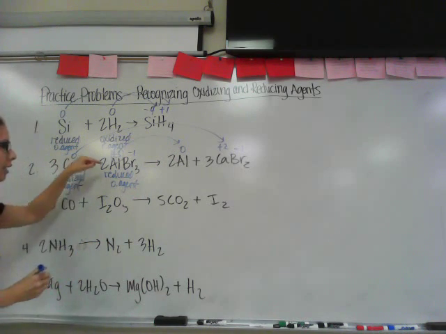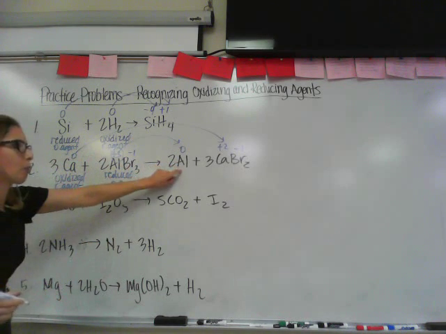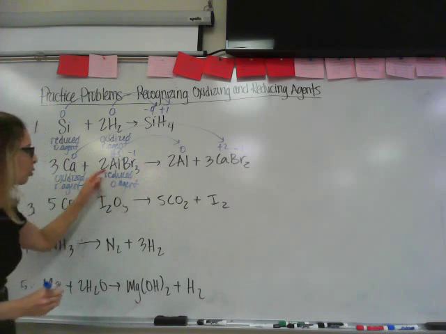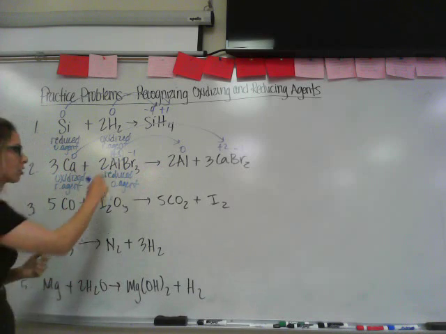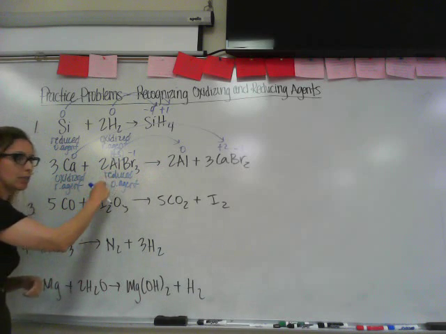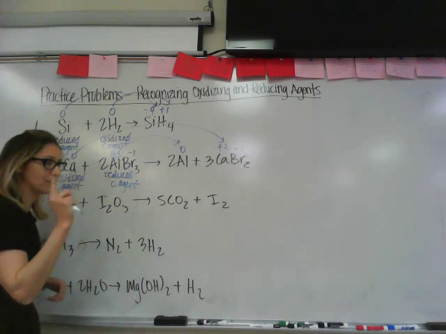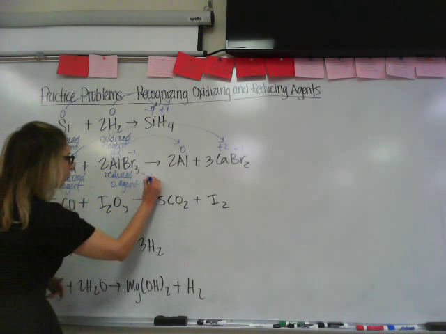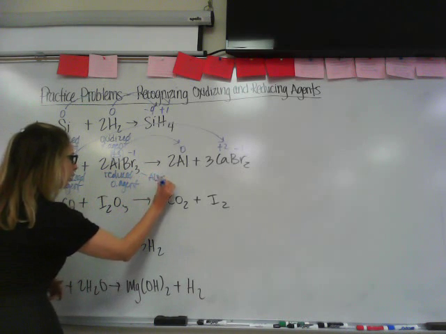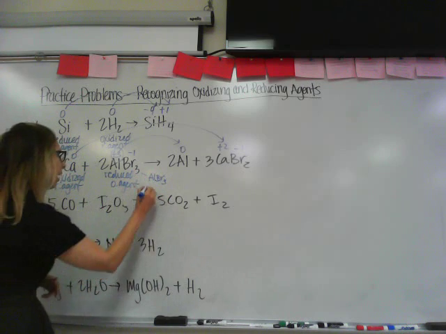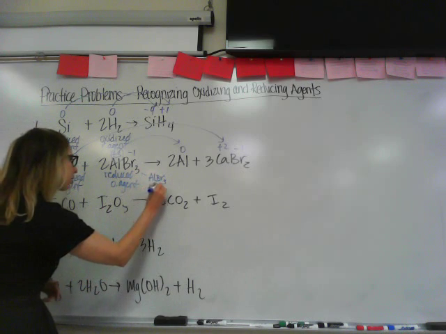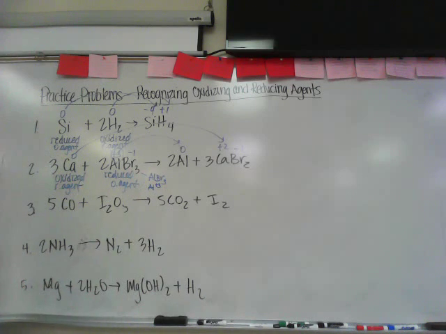You cannot say that aluminum is being reduced because you'd be referring to this one. So you would have to specify, either saying AlBr3 is reduced, and listen to me carefully because this is important. You would either have to say AlBr3 is reduced, or you would have to say that Al+3 is reduced.